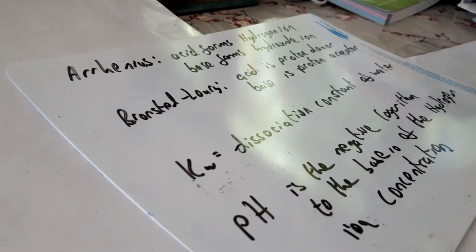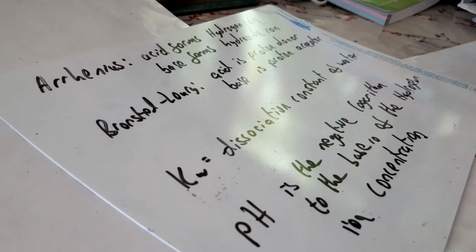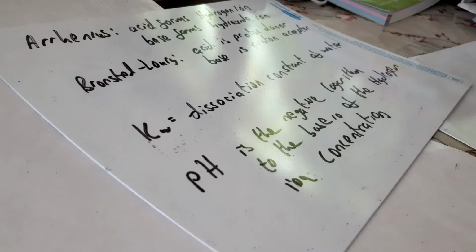From that, we're going to look at two things that are very important. The first one is something called Kw, which is the dissociation constant of water. We're going to explain that today in this clip. And we should know what pH is. Now, pH is something you've come across before as far back as junior cert, and you know that it's a scale that measures acid and base.